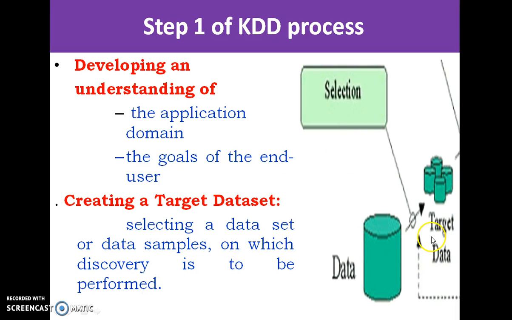You can observe here in the diagram, initially we have the large databases on which we need to apply some sort of selection process, depending on which we want to extract the knowledge. From this selection process the target data will be created on which the knowledge discovery process will be applied. So this is the initial step of the KDD process.